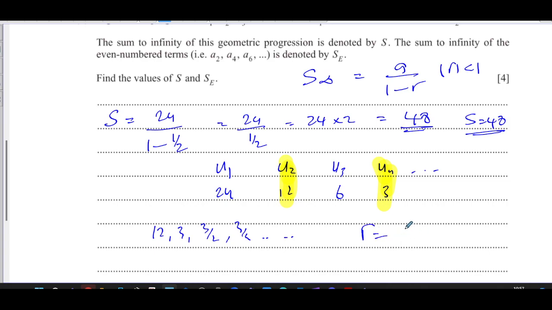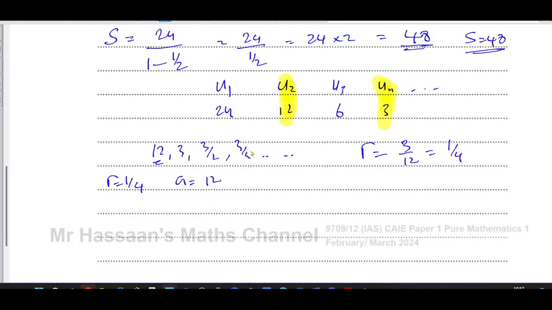Now, the common ratio is found by taking a term and dividing it by the term before it. So 3 divided by 12, which is 1/4. So for this second sequence here, the common ratio is 1/4. And the first term is 12, like the second term of our first series.